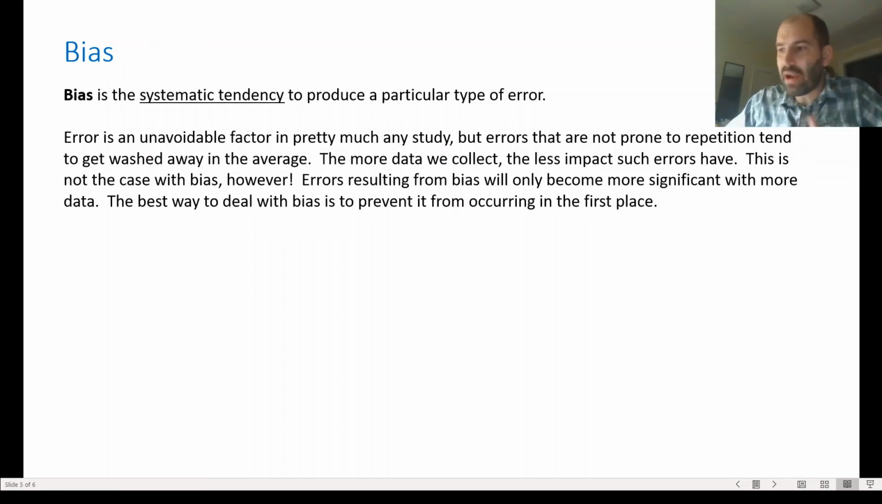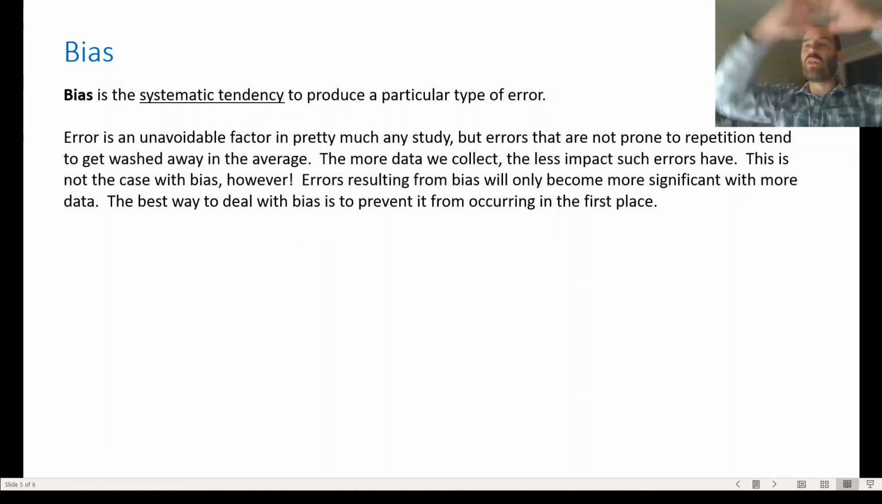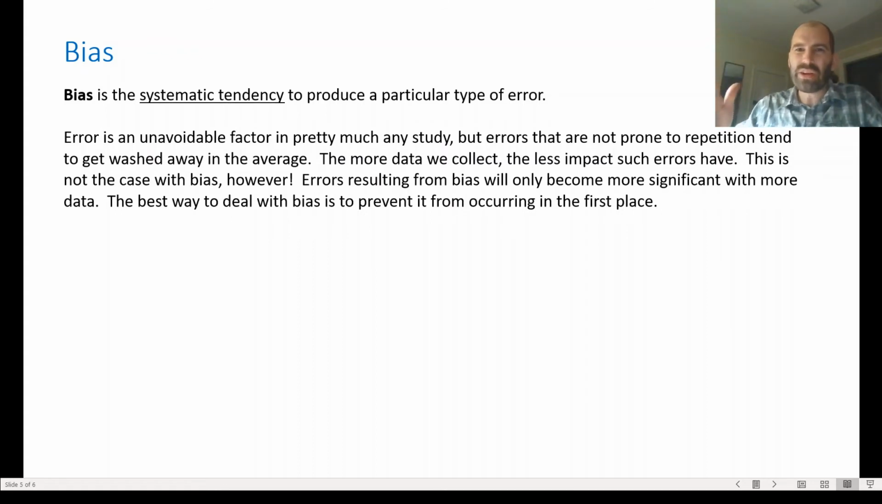So if I make an error here or there, a little bit wrong here, a little bit wrong there, if I have a large enough sample, those errors probably aren't going to add up to much. They kind of even out, right? The more data we collect, the less impact such errors have. Now, bias doesn't work that way because bias is systematic. So it's going to cause that one type of error to occur over and over and over again. So no matter how much data I collect, it's always going to be there. It's not going to get washed out. All right, so bias is something we have to be very careful about.